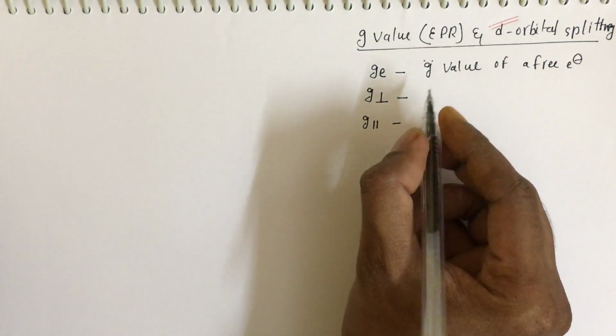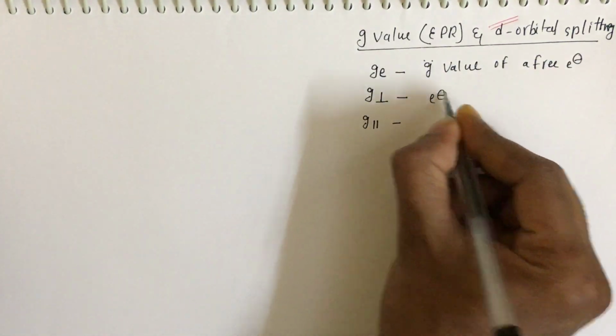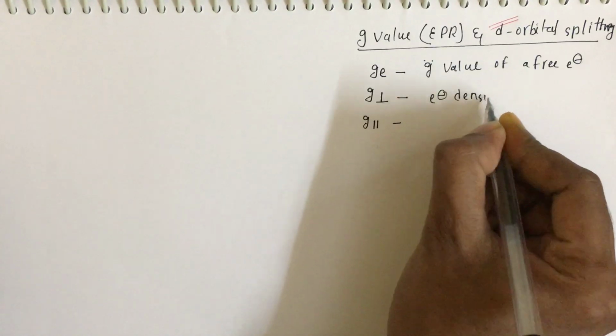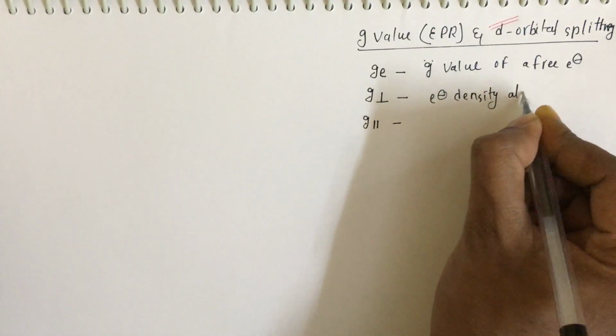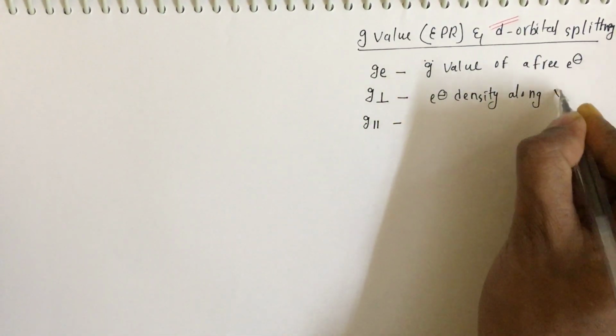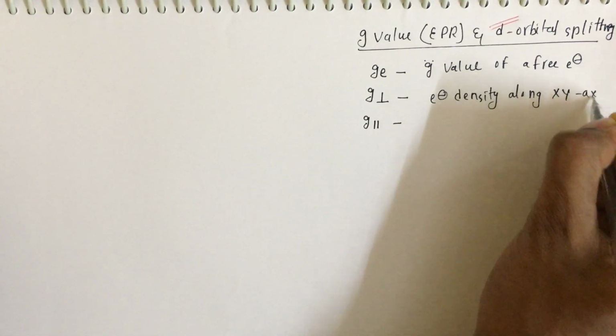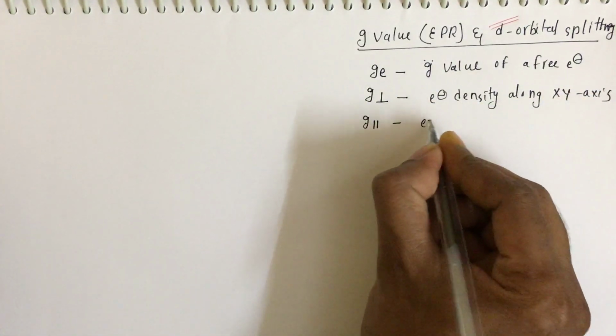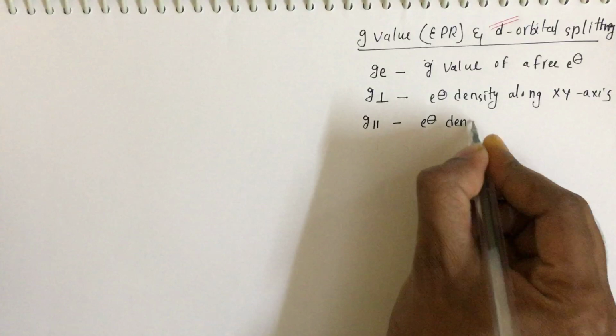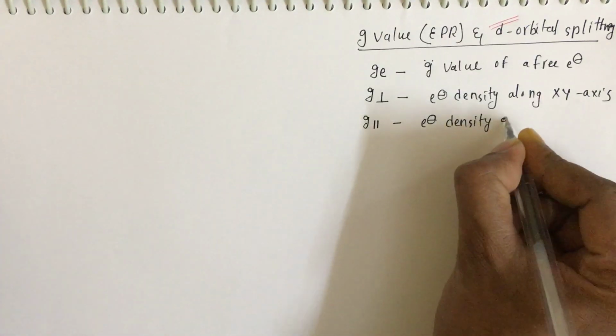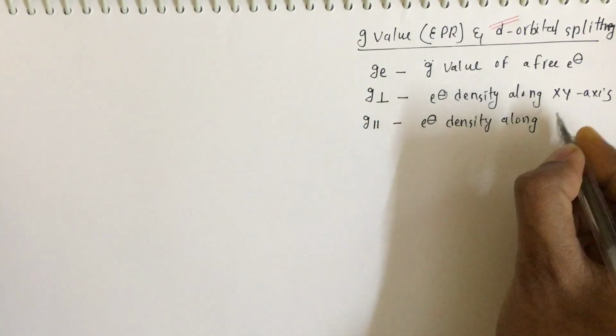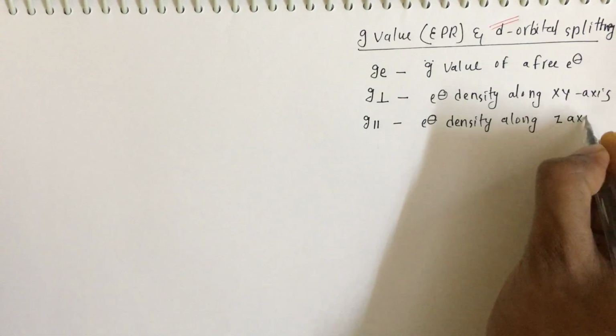G parallel means the electron density along the XY axis. G perpendicular means the electron density along the Z axis.